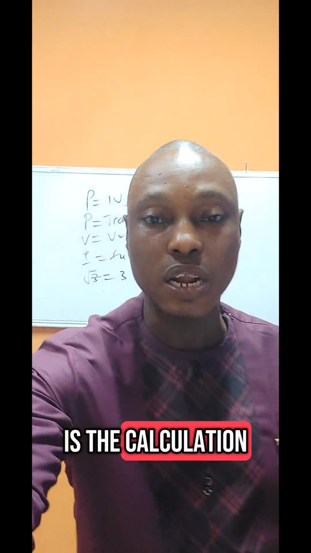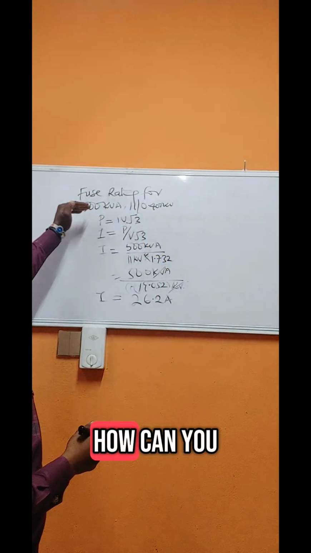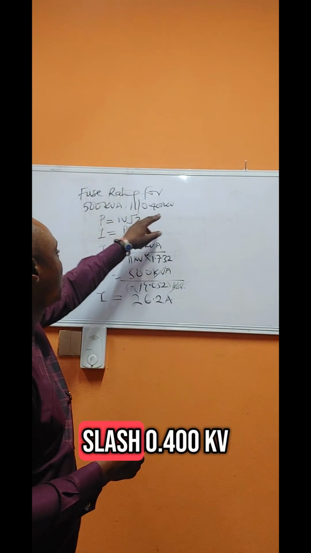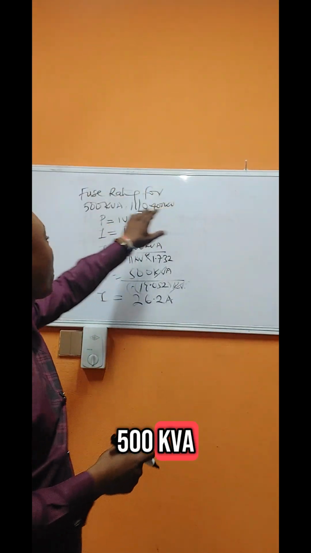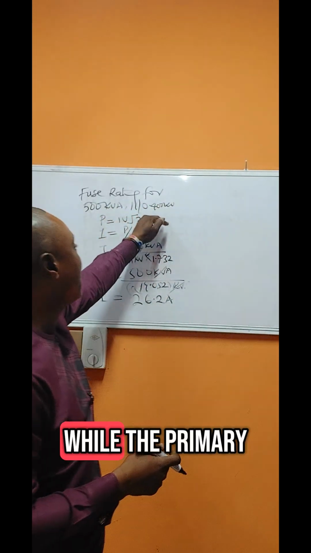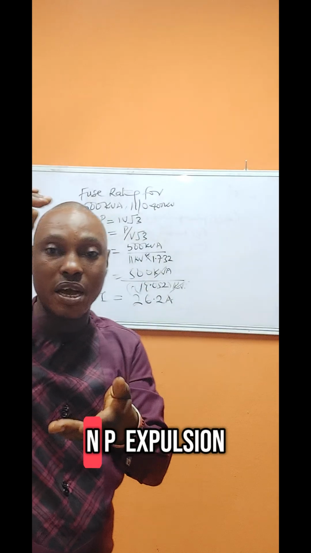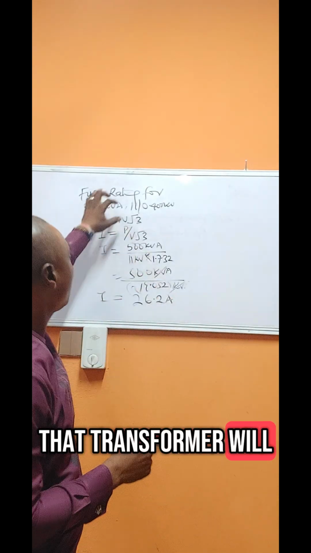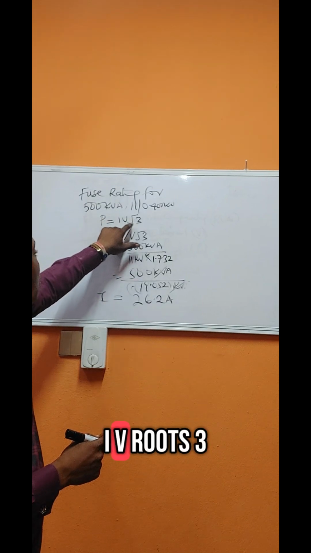So what is the calculation like? If you look at our board, the question is: how can you calculate the fuse rating for a 500 kVA, 11/0.4 kV transformer? The capacity is 500 kVA. The voltage level supplying this transformer is 11 kV, while the secondary side is 400 volts. Since we are looking for the expulsion fuse rating that will protect that transformer, we concentrate on our high voltage side, using the formula P is equal to I V root 3.